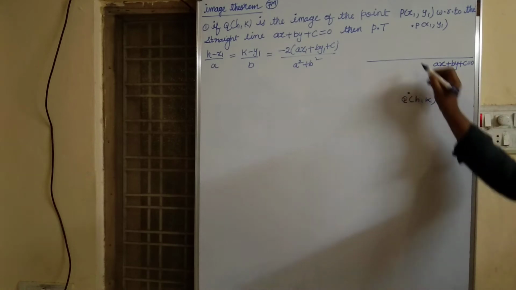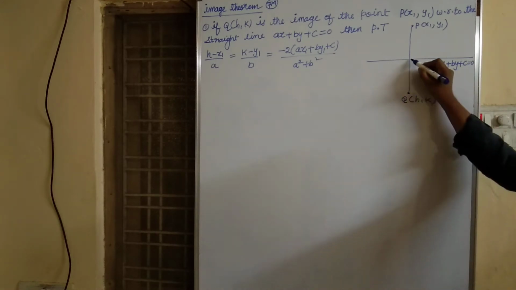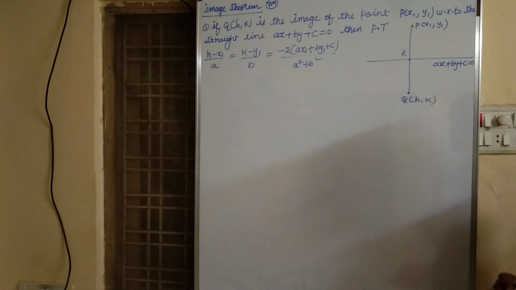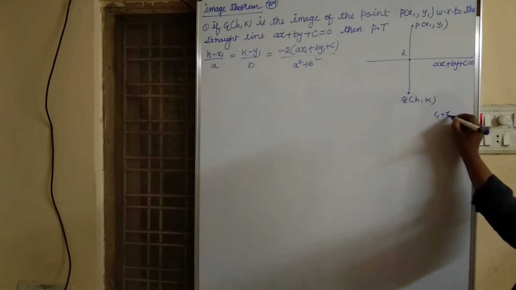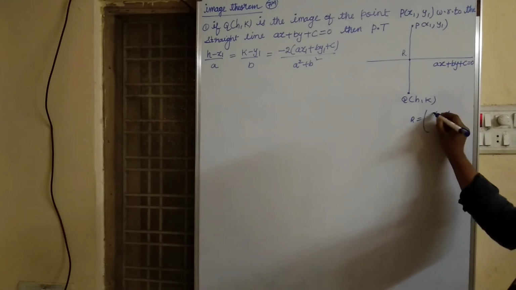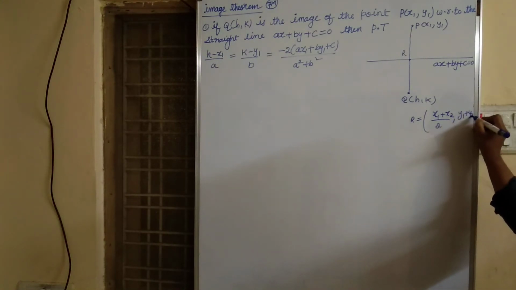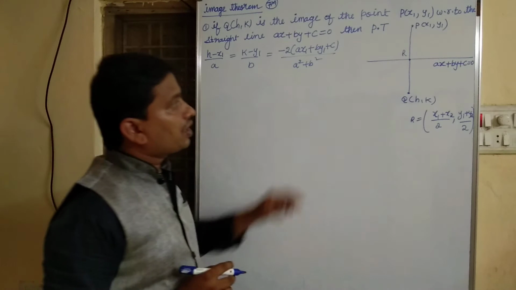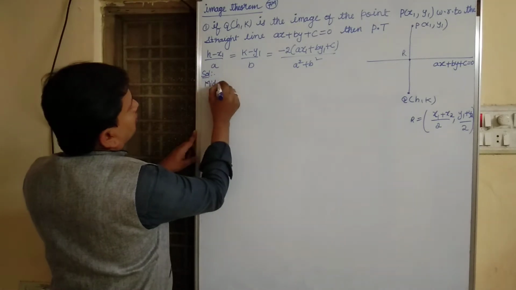Okay children, let us join P and Q. So what is the midpoint of P and Q? Let us consider the midpoint of P and Q as point R. How to find the midpoint of two points? As we know, we have the midpoint formula, R equals (x1 plus x2) by 2 comma (y1 plus y2) by 2. This is the midpoint formula. So we have to find the midpoint of P and Q.